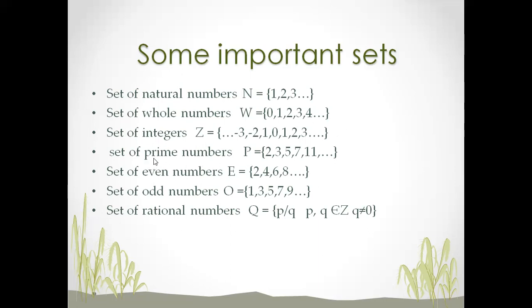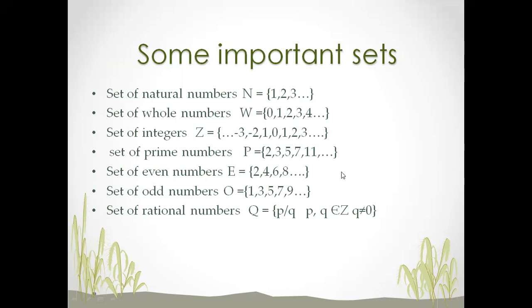And the set of prime numbers, which are divisible only by itself and 1. These are the prime numbers: 2, 3, 5, 7, 11 and so on. These are the elements which have only two divisors, the number itself and 1, and no other divisor. You see, the divisors of 3 are just 3 and 1, and no other element divides 3. That's why 3 is a prime number. Similarly, 5, 7 and 11 are all prime numbers.